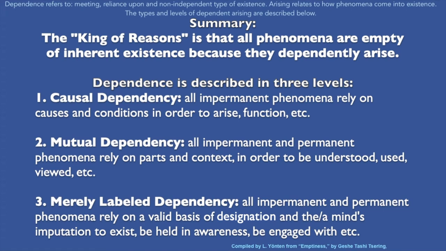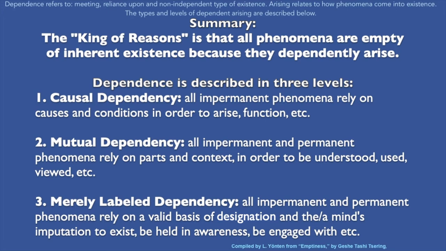So skipping to the prasangika view, we look at dependent arising. Dependence refers to reliance upon, a non-independent type of existence. Arising relates to how phenomena come into existence. The types and levels of dependent arising are described below. The king of reasons is that all phenomena are empty of inherent existence because they dependently arise. Dependence is described in three levels, and this is how we prove it to ourselves. This is how we come to understand it experientially, is to use this logic and to really sit with it.